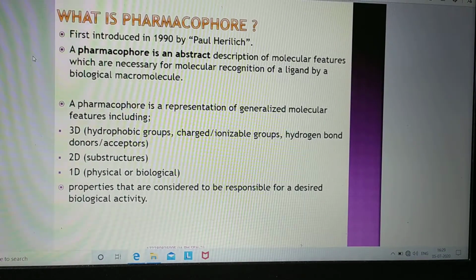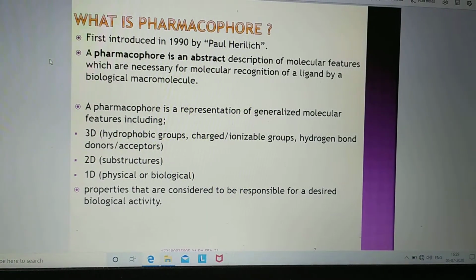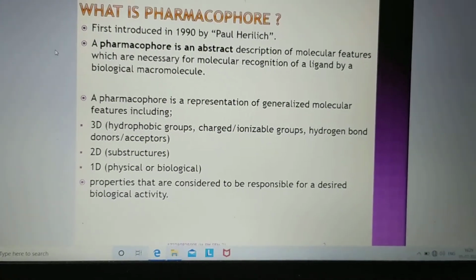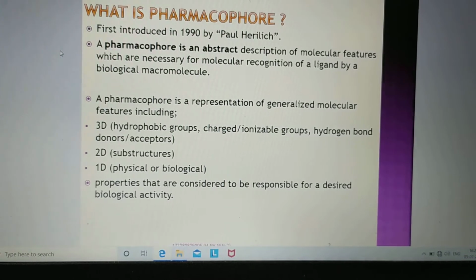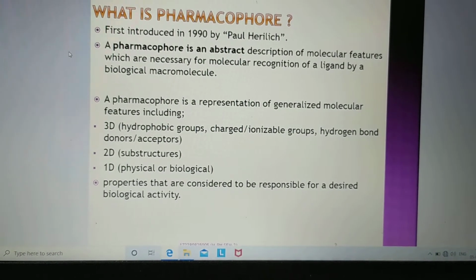Hello dear friends, today we will study what a pharmacophore is and what pharmacophore mapping is. The concept of pharmacophore was introduced in 1990 by Paul Ehrlich.